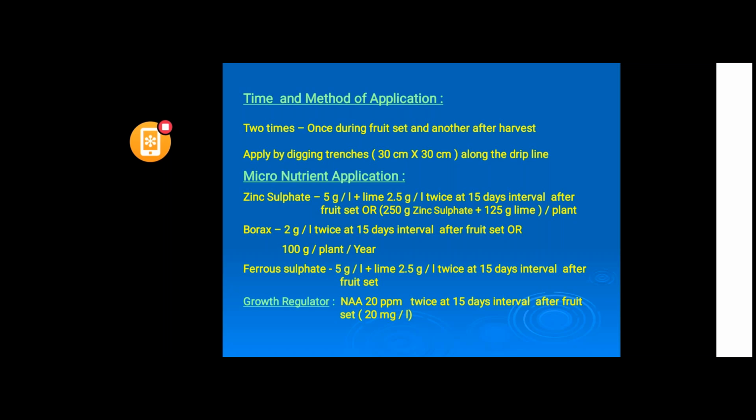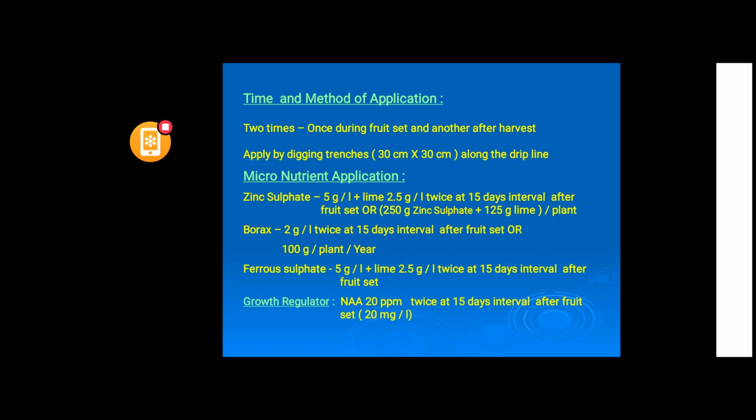If you do not have irrigation in the orchard, then you should apply the full quantity of nitrogen with half quantity of phosphorus and potash during June, July. And in September, October you give the rest amount of phosphorus and potash. Or if you have irrigation facility, then you add one half after harvest and the other half of the fertilizer after fruit set.